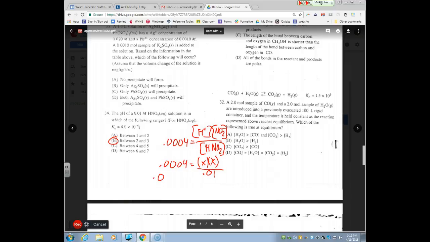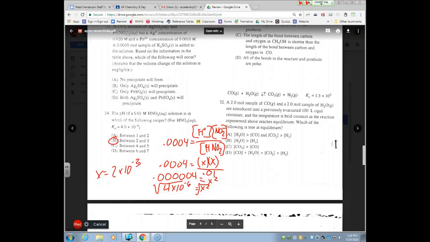x squared, so that's 4 times 10 to the negative 6. So 4 times 10 to the negative 6 is x squared. So we have to take the square root of both of these. And so x is going to be something like 2 times 10 to the negative 3.